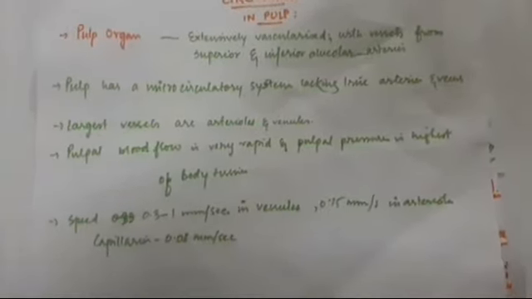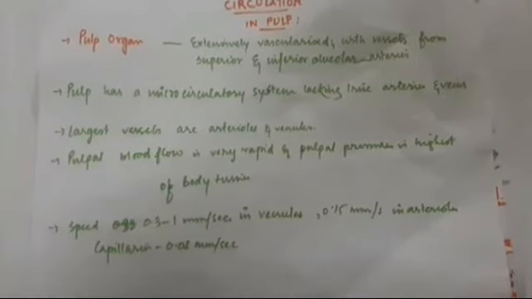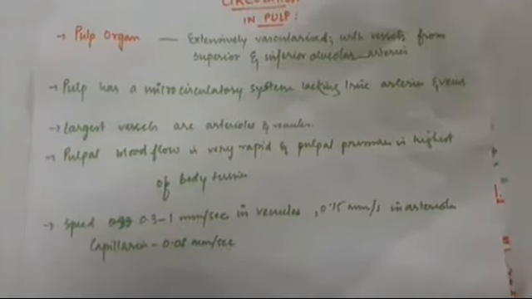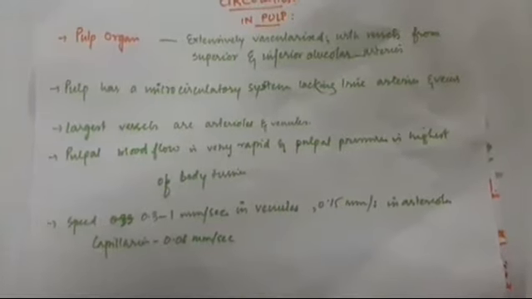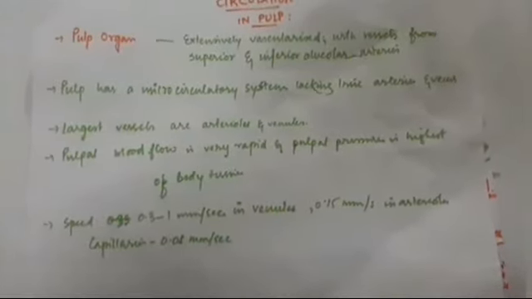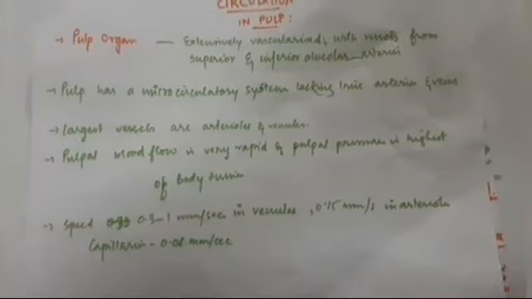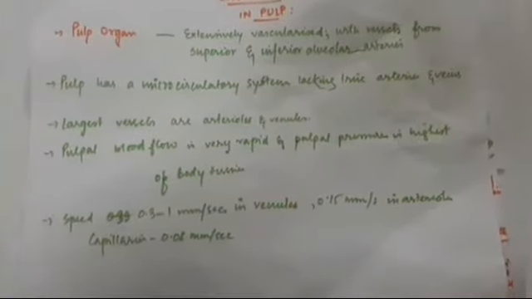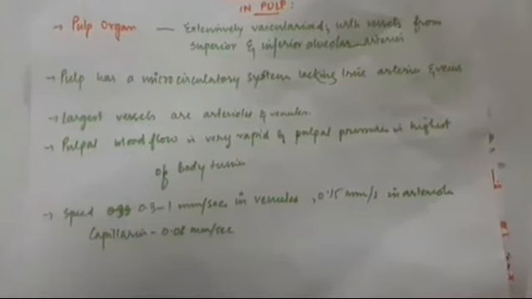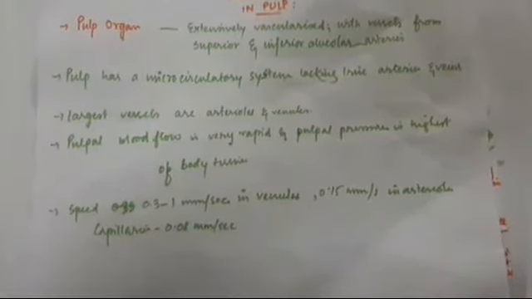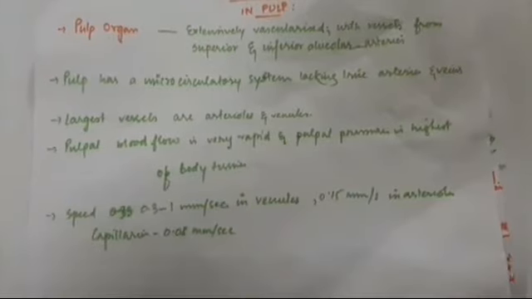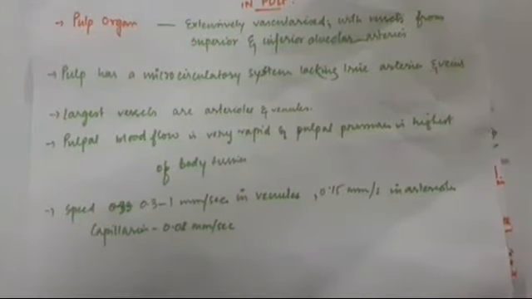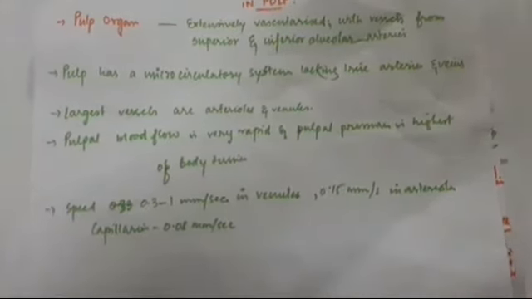Pulpal blood flow is very rapid and the pulpal pressure is the highest of all the body tissues. The speed that is observed in the bloodstream in pulp is 0.3 to 1 millimeter per second in venules, 0.15 millimeters per second in arterioles, and in capillaries it's around 0.08 millimeters per second.